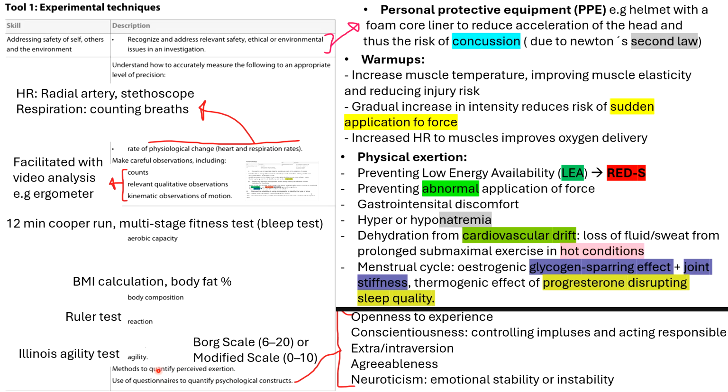the use of the methods to quantify perceived exertion. Just in case, know that there's the Borg scale or the modified scale, and the use of questionnaires to quantify psychological constructs such as all the psychology topics. For example, the 5 personality traits: openness to experience, conscientiousness, extraversion, agreeableness, and neuroticism.